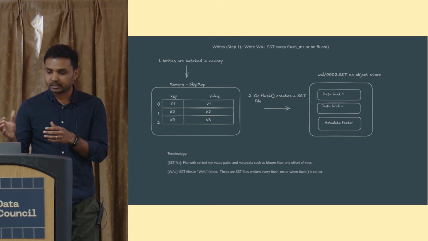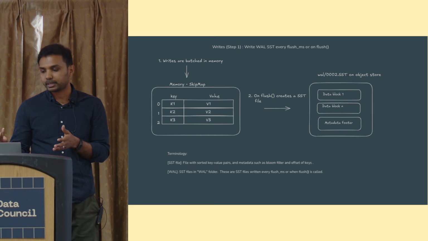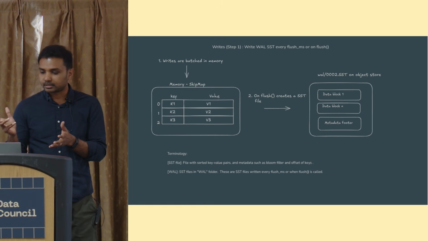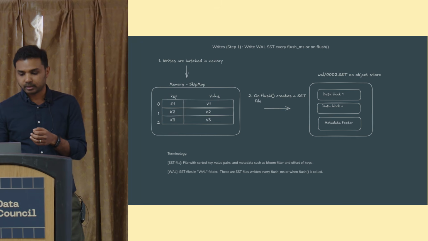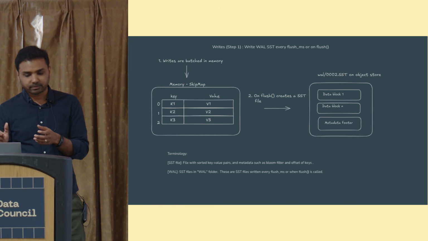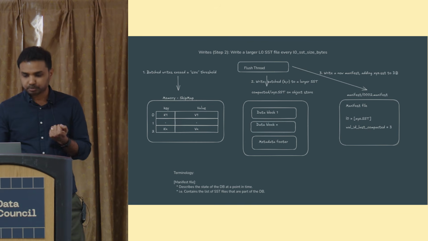An SST file is a sequence of data blocks, and each data block is a sequence of key value pairs, and then it has a metadata footer. The footer has the first key for every data block, a Bloom filter, and a few other aspects. So that is what is there in the SST file, and this is step 1. There are 2 terminologies here: SST file, and an SST file in the WAL folder is, again, called a write ahead log in the SlateDB terminology.